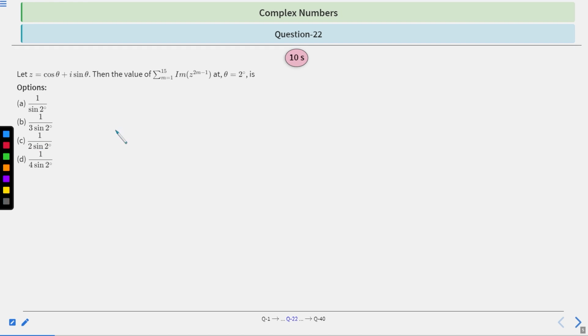Let's move to question number 22. Let z is equal to cos theta plus iota sin theta. Then we have to calculate summation of m is equal to 1 to 15, imaginary part of z to the power 2m minus 1 at theta is equal to 2 degree. So I'll give 10 seconds again to solve this question. After 10 seconds, we will move to the solution part.